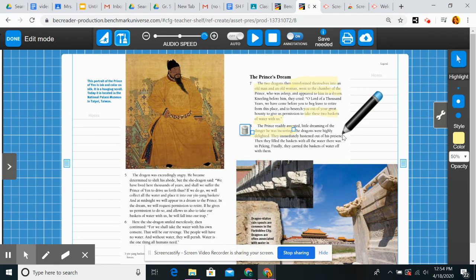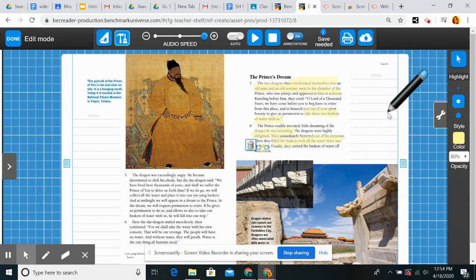The dragons were highly delighted. They immediately hastened out of his presence, which is a fancy way of saying that they ran away. They filled the baskets with all the water there was in Peking. Finally, they carried the baskets of water off with them.